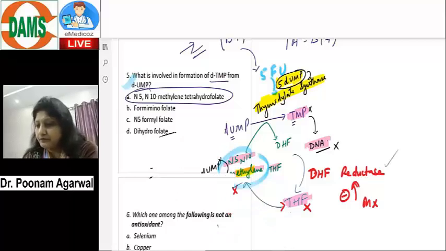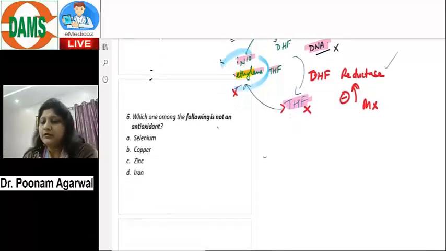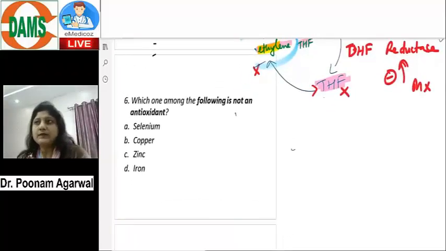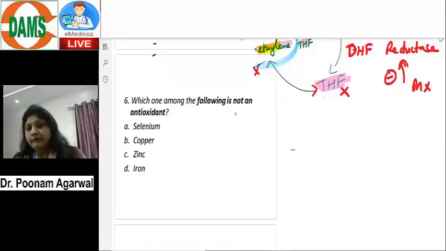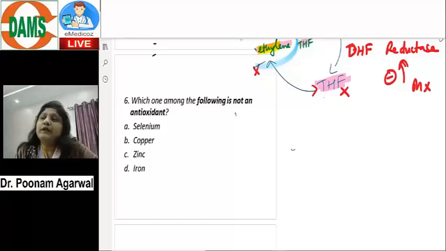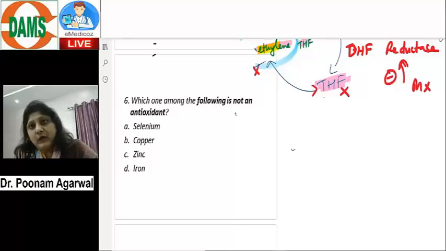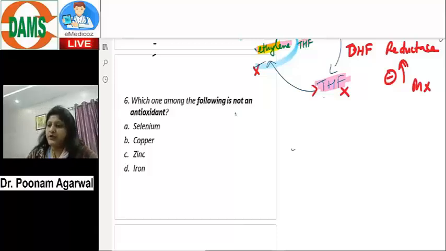Now coming to the next question. Which of the following is not an antioxidant? So an antioxidant is one which is going to neutralize the free radicals, or the one which is going to prevent the formation of free radicals. Accordingly, we have preventive antioxidants and we have chain breaking antioxidants. So we have antioxidants which prevent the formation of free radicals first hand. And on the other hand, we have the antioxidants which are going to act on the available free radicals and kill them so that they do not produce their clones. So they are called chain breaking antioxidants.